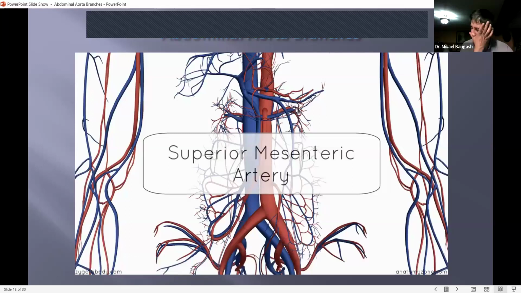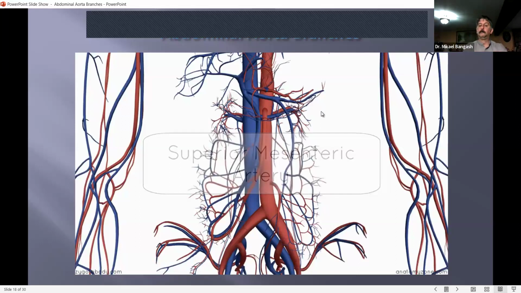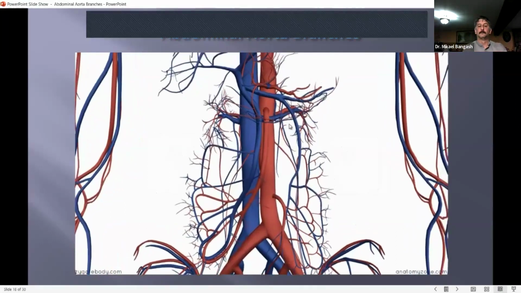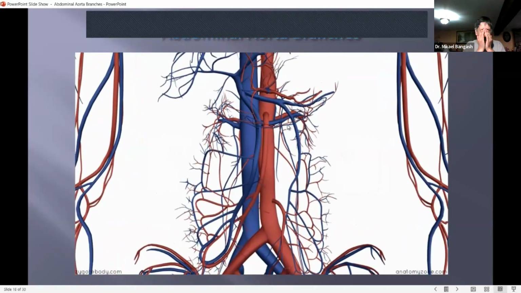Okay, so this is a tutorial on the superior mesenteric artery. We're looking here at a view of the abdominal aorta with the inferior vena cava sitting to the right, and you can see the celiac axis at the top, and just below it you've got an artery coming off anteriorly, and this is the superior mesenteric artery. Just a little bit further down, coming off to the side, we've got the inferior mesenteric artery.